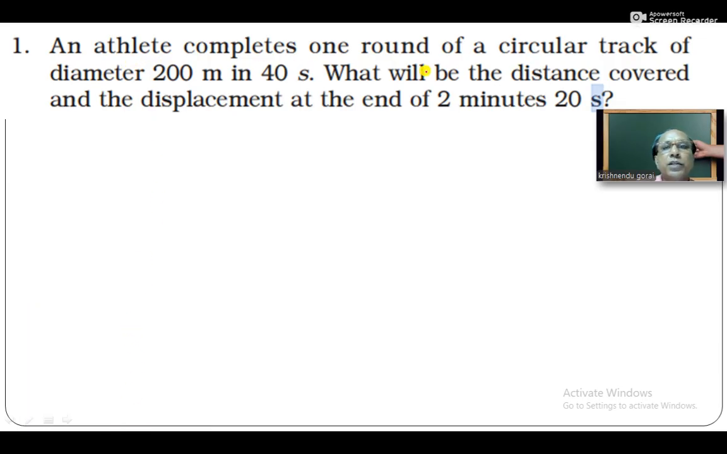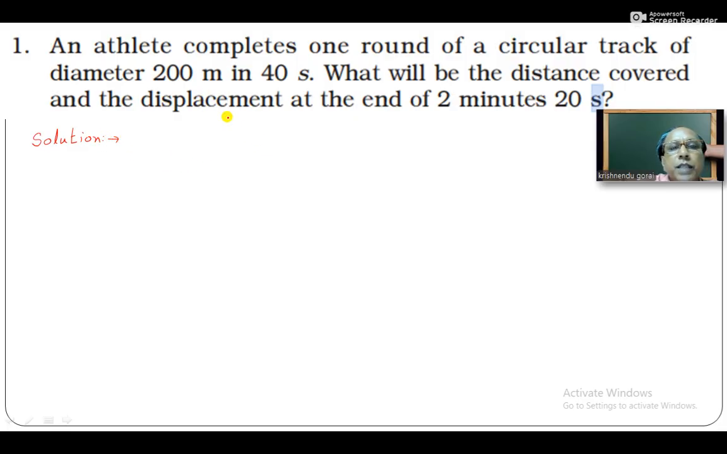An athlete completes one round of a circular track of diameter 200 meter in 40 seconds, right? What will be the distance covered and the displacement at the end of 2 minutes 20 seconds, right? Let us find what is the solution of this question. First we will write what is given, after that I will solve this question.